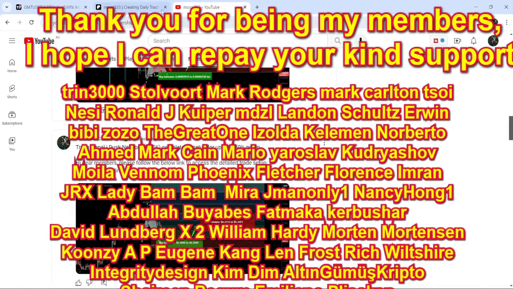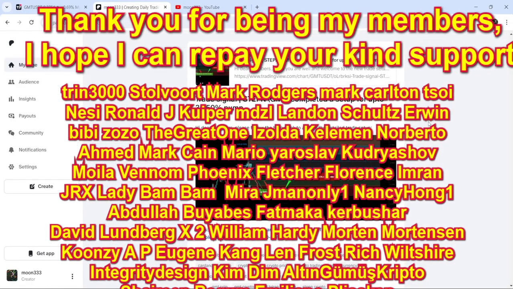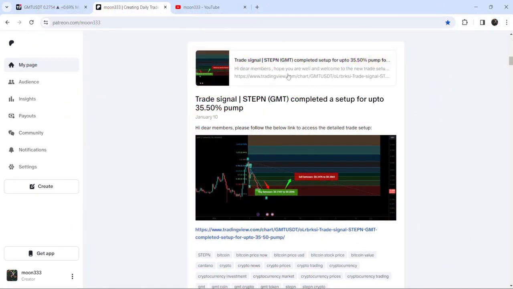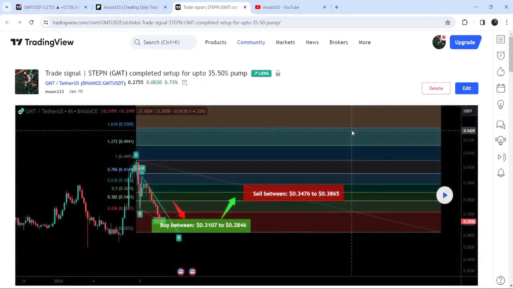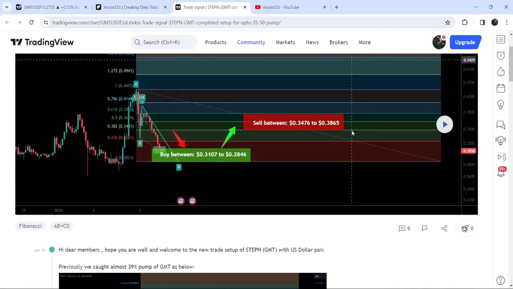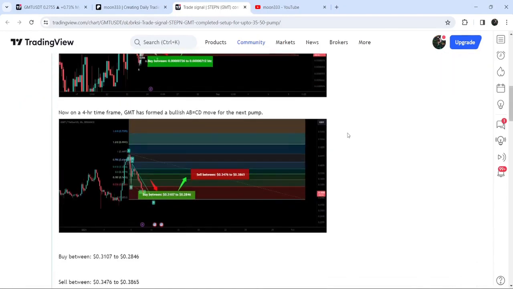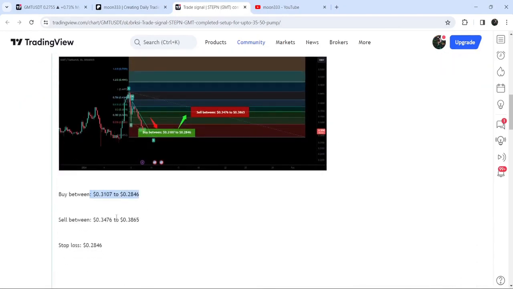Let's start the analysis, and first of all, let me begin with my most recent trade signal for GMT that I shared on 10th of January 2024 with my members. And that was a harmonic bullish reversal AB equal to CD move that was formed with the US dollar pair on a 4-hour time frame chart. This was the complete trade setup. This was the buying range and the sell target zone and the stop loss.